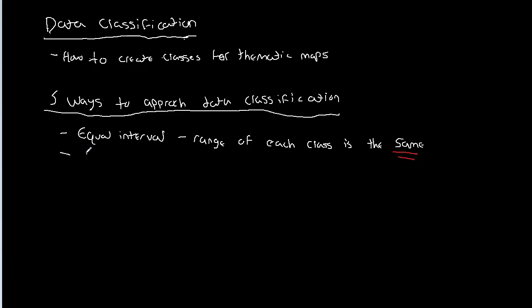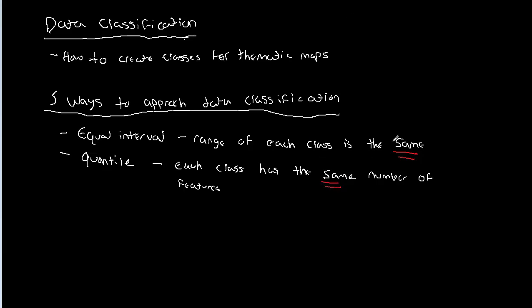Next, we have what's called quantile. With quantile, the goal is to make it so that each class has the same number of features. And again, we're using the term same here, same as up here. It's going to do its best to be the same, but it's not always going to be perfect.